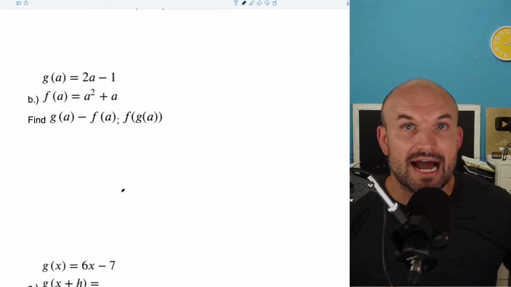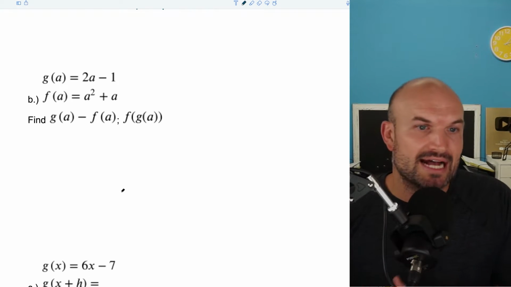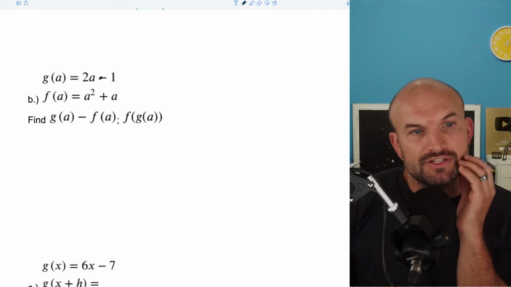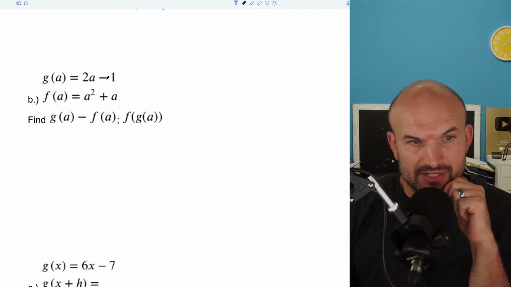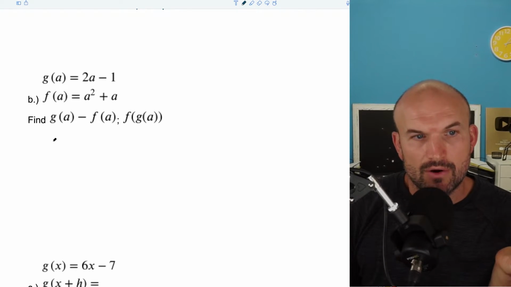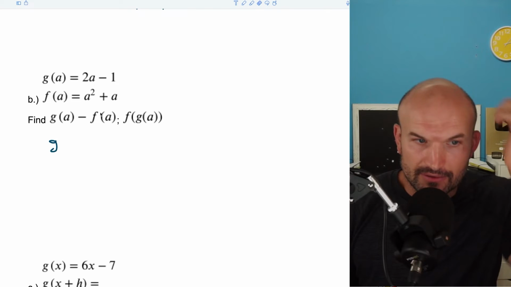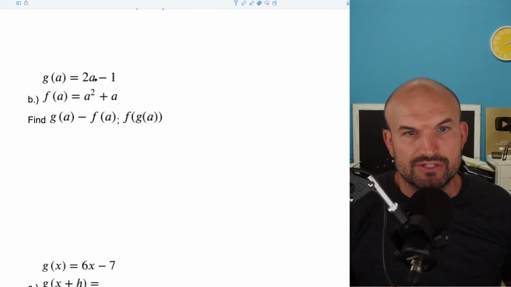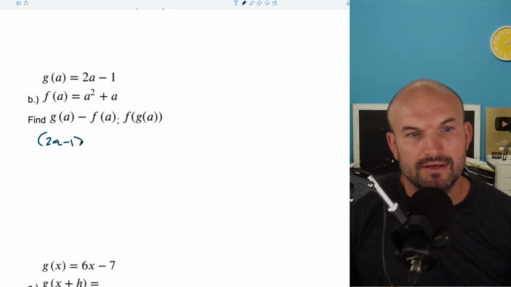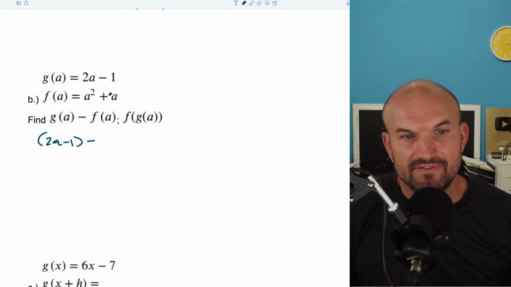The next thing we can do is operations. So just remember, we can also add, subtract, multiply, divide, as well as compose functions. So in this example, I have g of a, which is 2a minus 1, and f of a, which is a squared plus a. So how would we subtract them? If you just rewrite this, well, really g of a is equal to 2a minus 1, right? So what I can do is replace this with 2a minus 1 and then minus f of a, which is what?